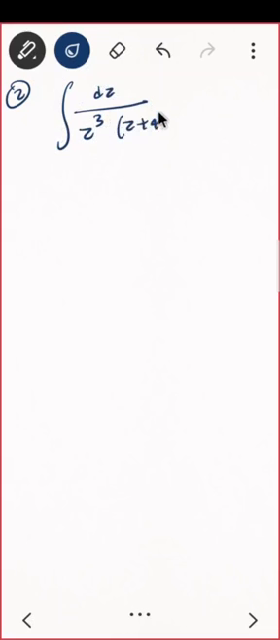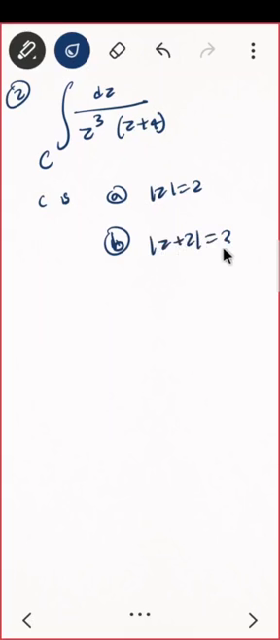Solve this integral: dz upon z cube into (z plus 4). Tell me what are the singularities and what is the multiplicity of the singularities. Where contour C is, you can see two things: first is mod z equal to 2, and second is b, mod of z plus 2 equal to 3. How will you solve this?